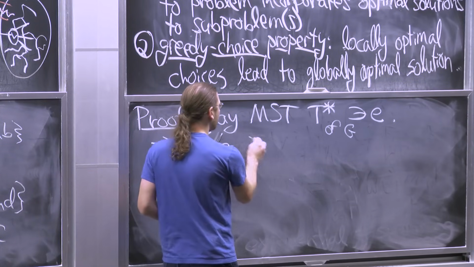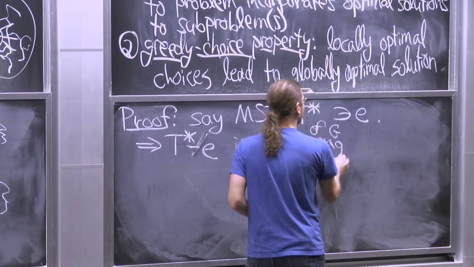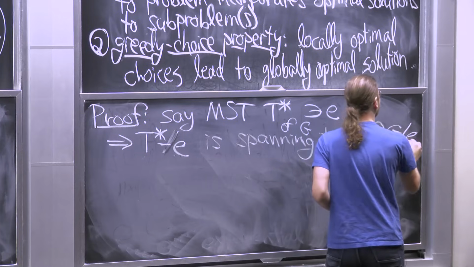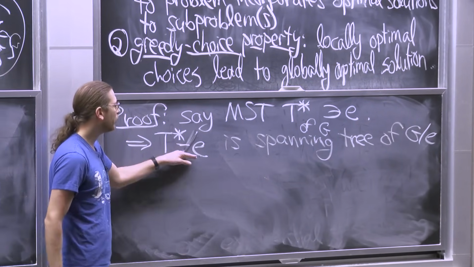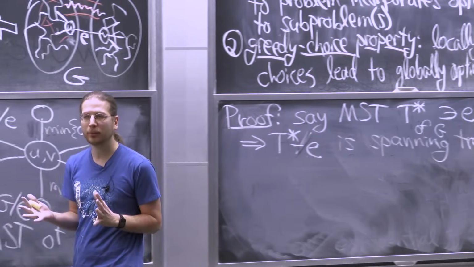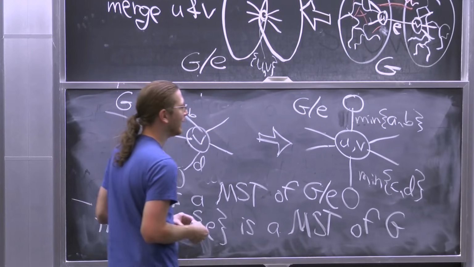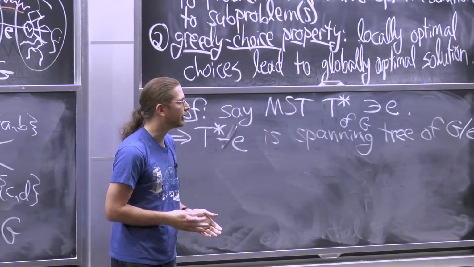Then that should be a spanning tree of G slash E. So when I contract the edge in the graph, if I throw away the edge from this spanning tree, I should still have a spanning tree. Now, I don't know whether it's minimum. Probably it is, but we won't prove that right now. I claim it's still a spanning tree.